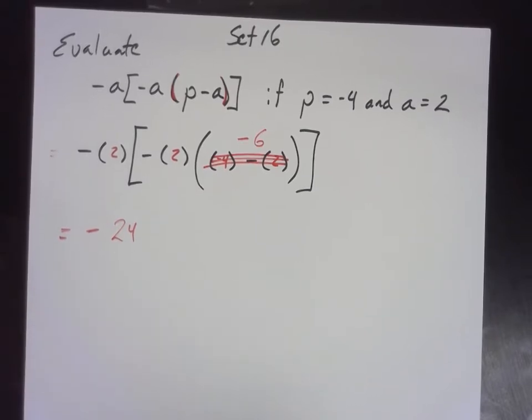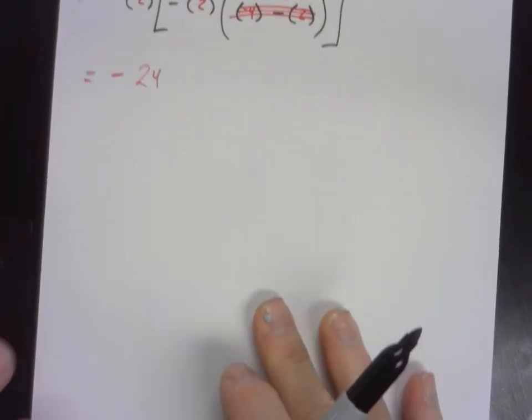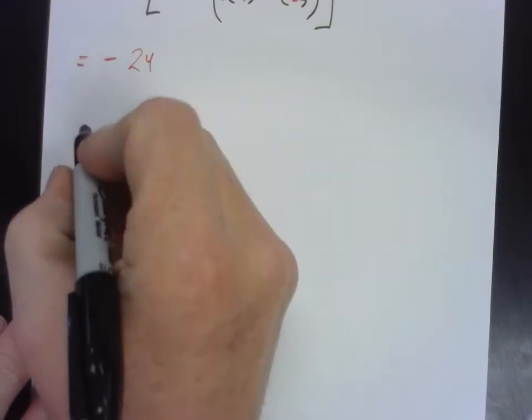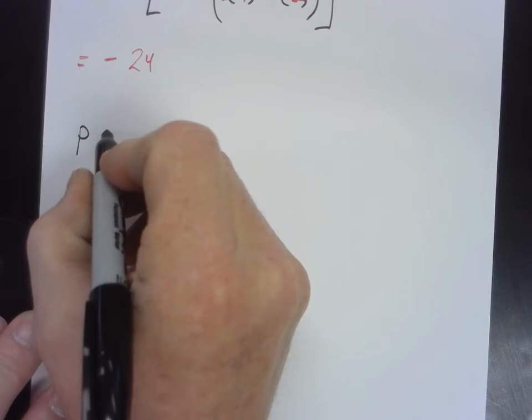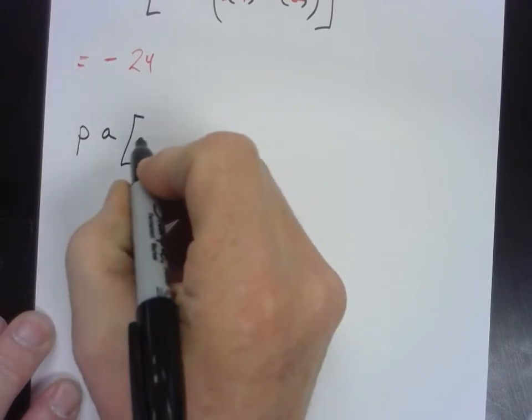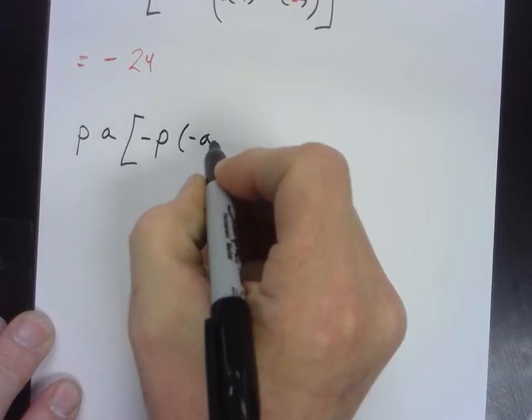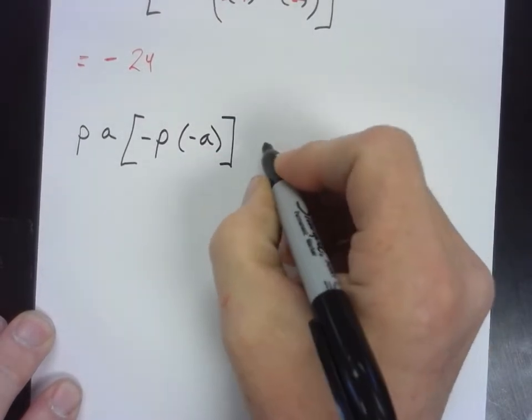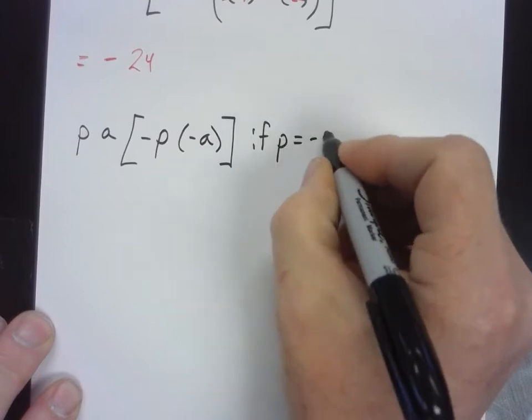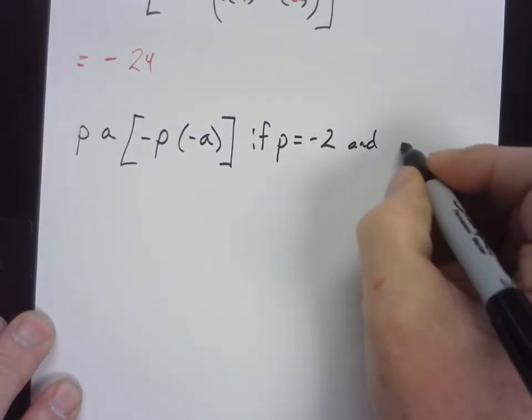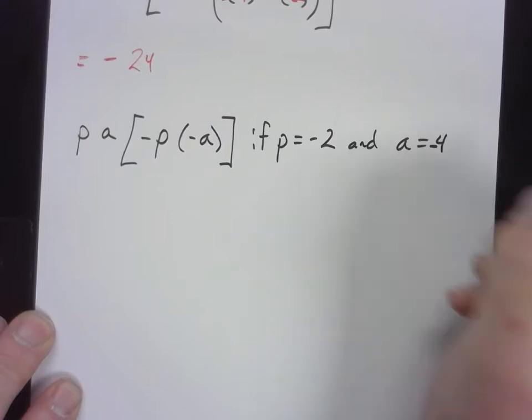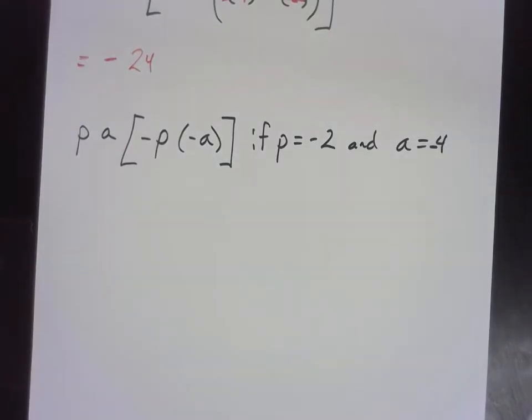Did you do okay? Yeah. How many of you got it right? Okay. If not, do you know what you did wrong? Okay. That's an important thing as well. So I'm going to give you another one, and then I'm going to give you a couple of minutes to work on it. So this one, P times A times the opposite of P times the opposite of A, if P is -2 and A is -4. Okay, I'll give you 2 minutes.